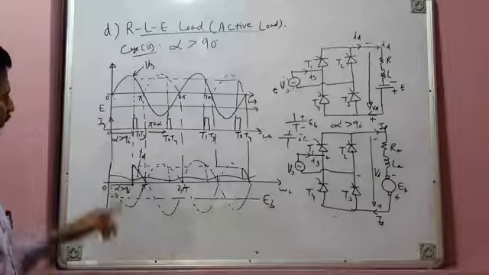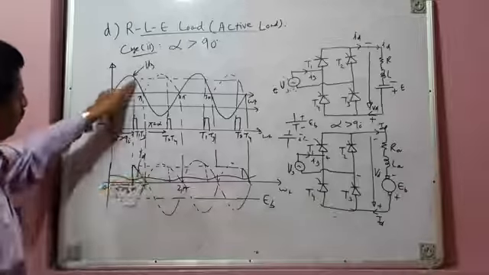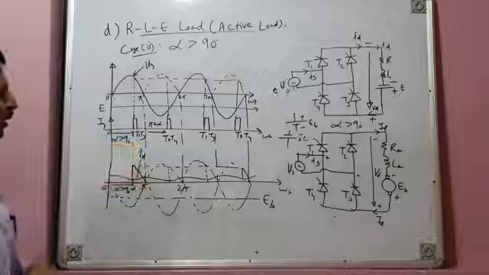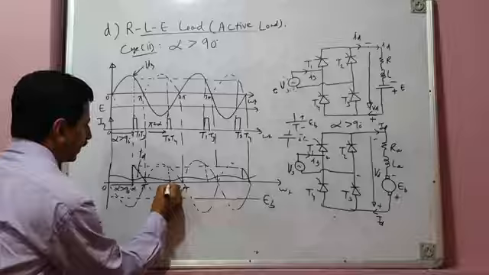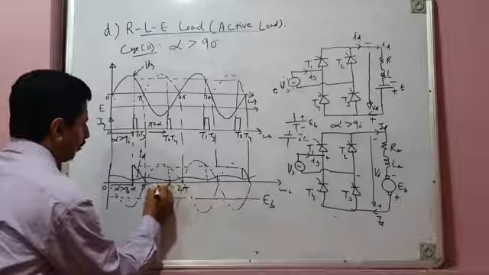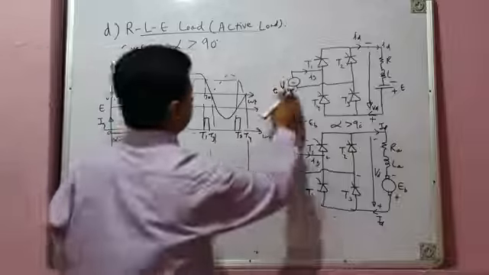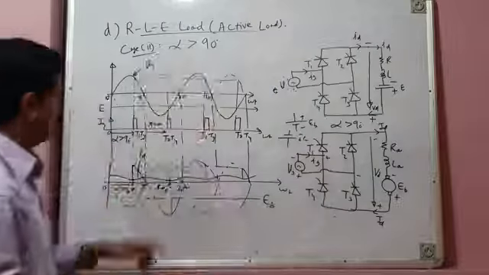Okay. So from alpha to pi, your load voltage is equal to the positive segment of the source voltage. And then from pi to next instant of firing, this instant is pi plus alpha. From pi to pi plus alpha, source voltage has reversed its polarity. It has become plus minus like this.